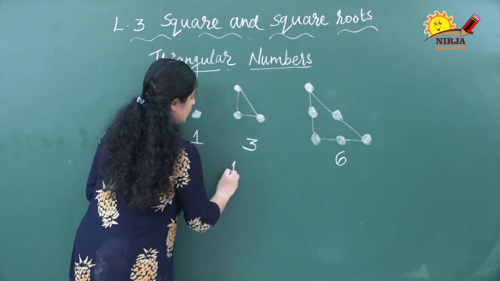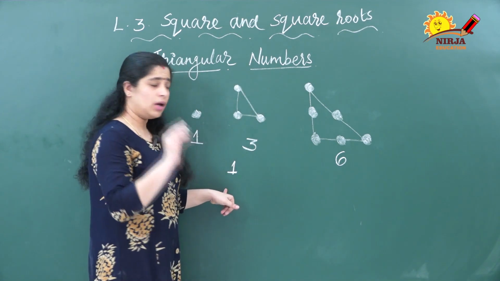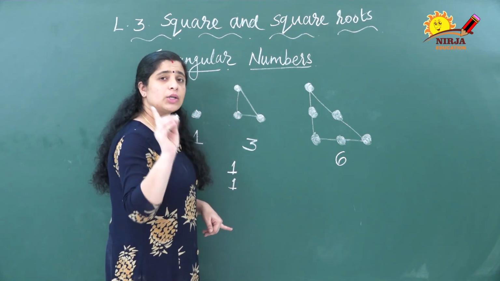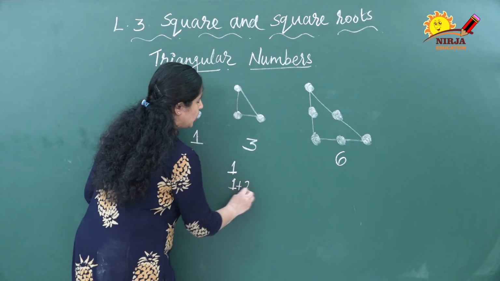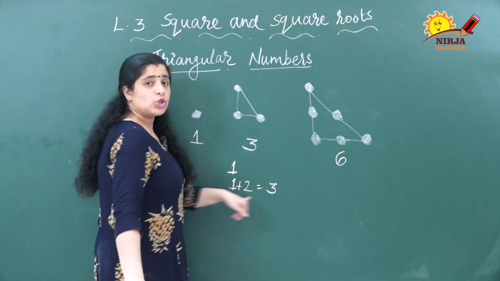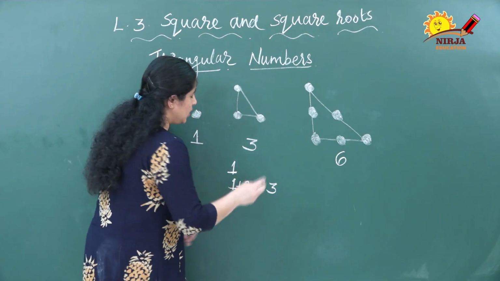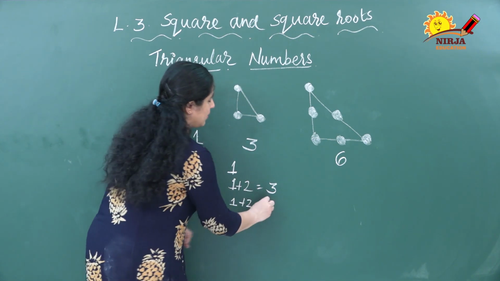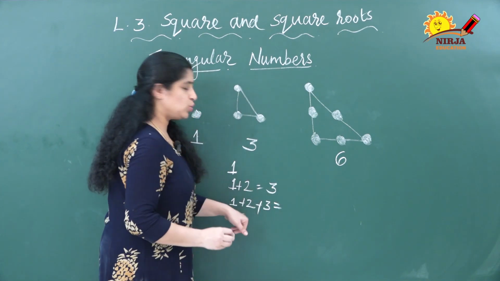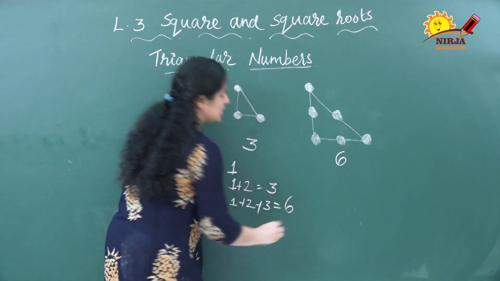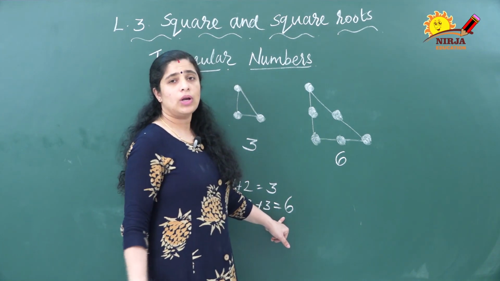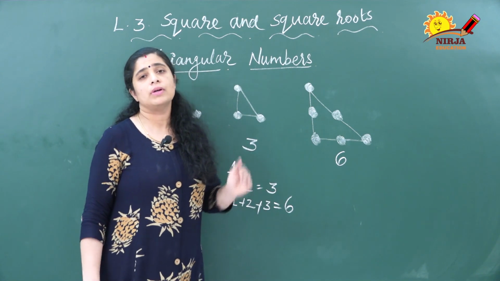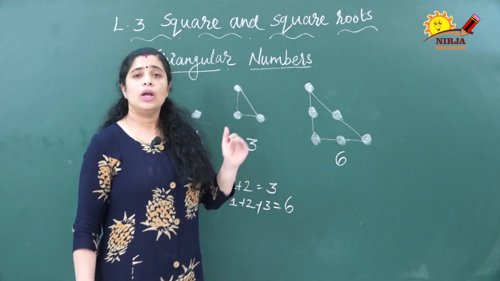Suppose 1, you know that this is the first triangular number, and which one is the second one? I told you, when you add the consecutive numbers 1 plus 2, what are you getting? 3. So this is the second triangular number. Then again 1 plus 2 plus the next number, 3. So 3 plus 2 is 5, 5 plus 1 is 6. This is the third triangular number. Like this, when you are adding the consecutive numbers, you will get the triangular numbers.